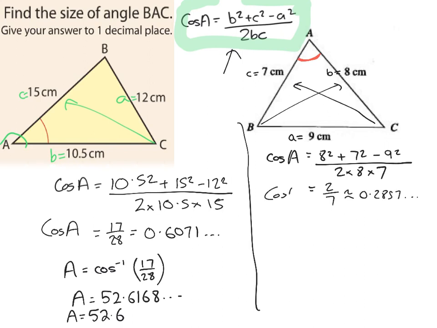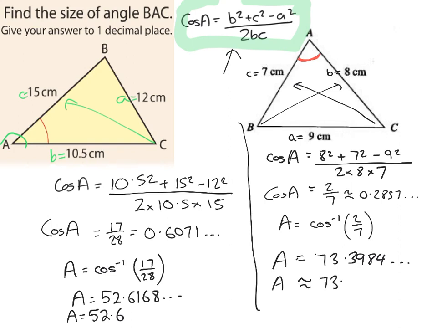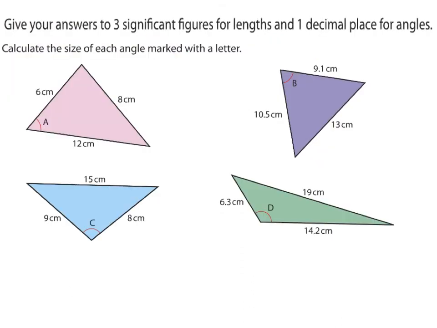And remember that that is cos of A, so I just want A itself. So I need to do the inverse of cos, so arc cos of 2/7, or the decimal equivalent, depending on what you want to use. And that would give me A is equal to 73.3984, on and on and on. So let's say I want it to one decimal place, so that would be 73.4 degrees. Okay, so now it's your turn.